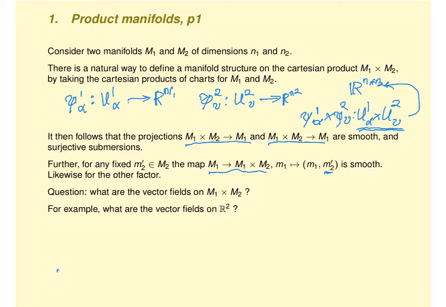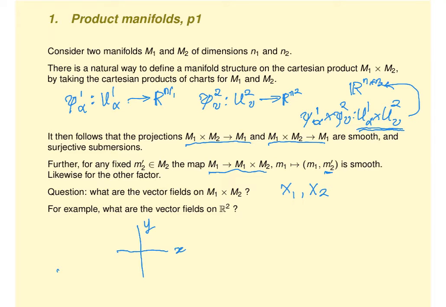So the question I want to think about is, what are the vector fields on this product manifold? And of course, you can take a vector field on M1 and a vector field on M2, and you can take a Cartesian product of those on the product manifold, and that will be a vector field, but that certainly isn't enough. I mean, think of the example of R2.